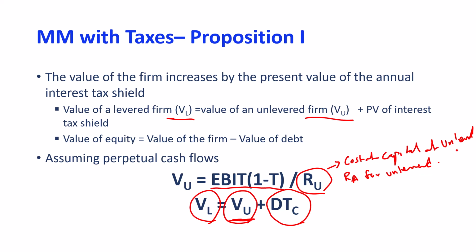So this is proposition 1. Value of the levered firm increases by the present value of the tax shield. So value of the levered firm is value of the unlevered plus the present value of the tax shield. Remember, if we have 0 taxes, then this will be 0, and then you have value of the levered equals the value of the unlevered, which was Modigliani-Miller first theorem. But here we do have taxes, so we need to add the present value of the tax shield.